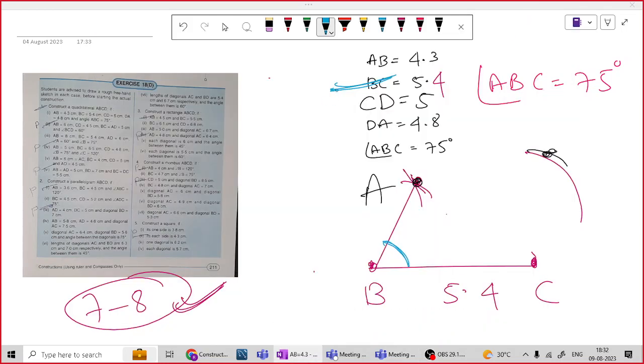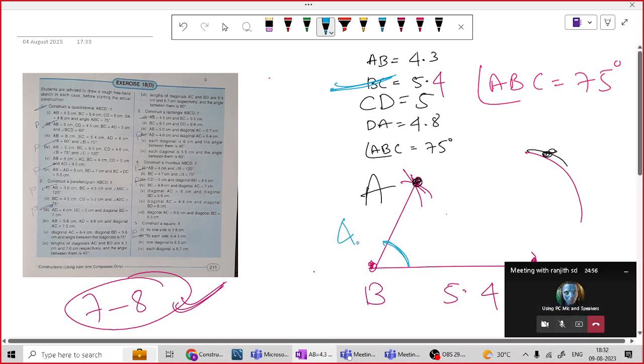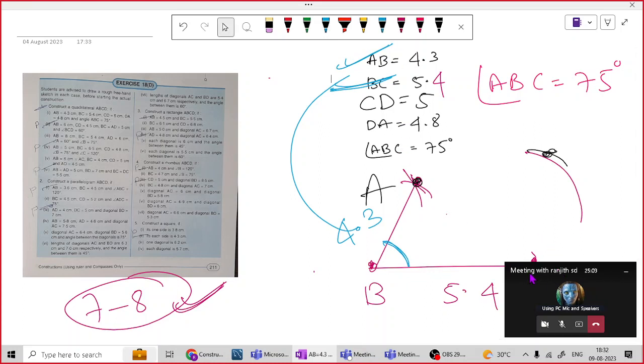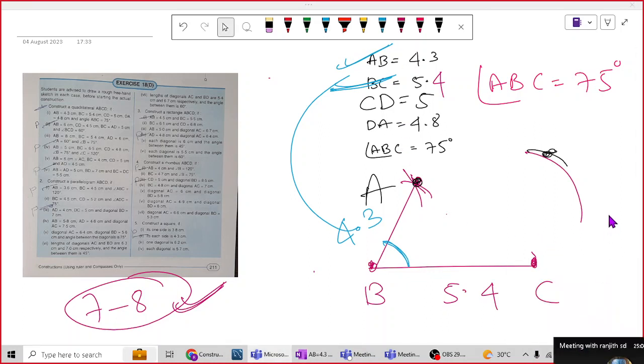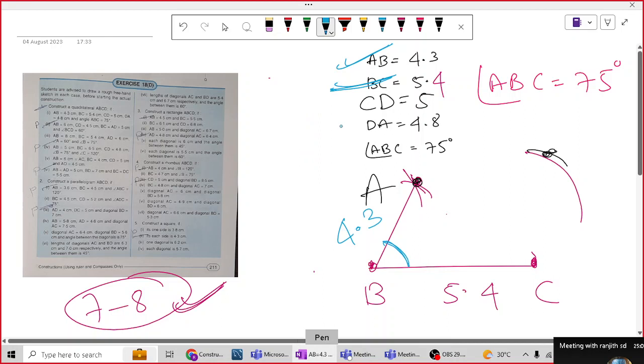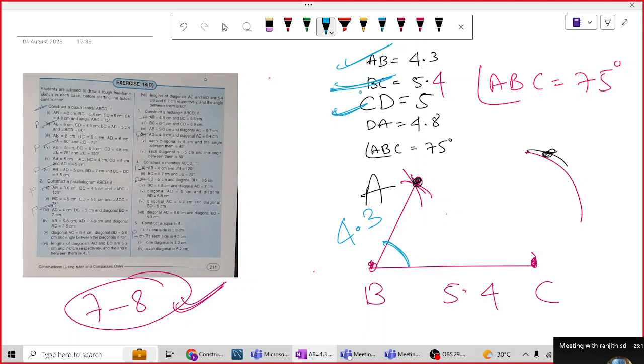4.3, sir. 4.3. Can you see this 4.3 when this is done? Yes, sir. Okay, now which two values are left? So, CD equals 5 and DA equals 4.8. Okay, so we took CD, right? Next we took CD, and from C we drew a 5 centimeter line.